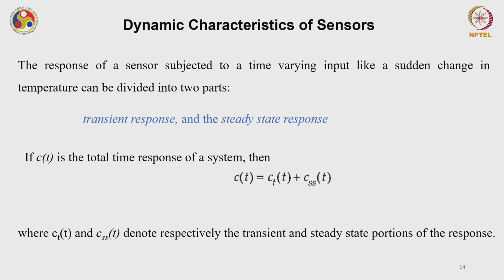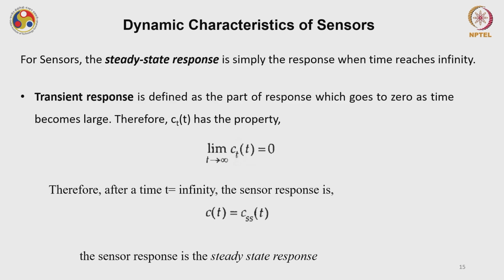So if C_T, say, is the total time response of a sensor or a sensor system, C_T can be written as C_t plus C_ss, where C_t and C_ss denote the transient and steady state response of the total response. So the total response has two parts now: one is the transient response and another is the steady state response. Let us try to understand what I mean by transient response and steady state response.